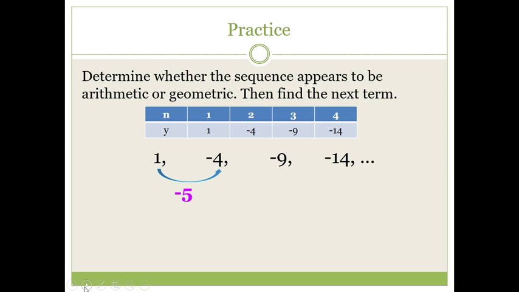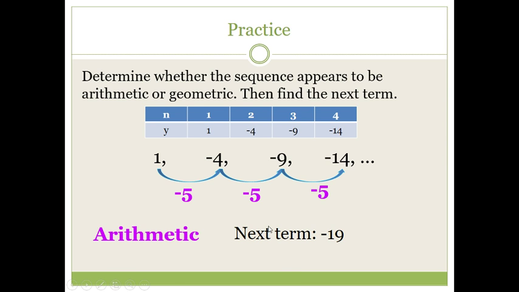Alright, so you should have tried adding or subtracting first to get from one term to the next to see if it was arithmetic. And if you did so, you would have seen that you could subtract 5 from each term to get from one to the other. That means that it was arithmetic. Now we need to find the next number in the list. Well, the next term you should have gotten is negative 19, because negative 14 minus 5 is negative 19.